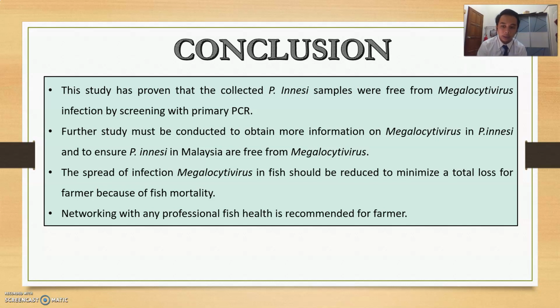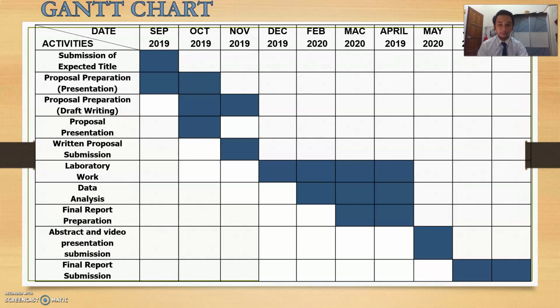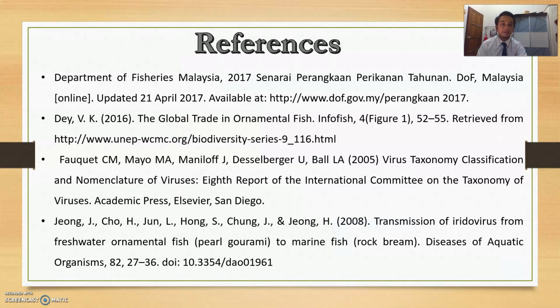The spread of Megalocytivirus infection in fish should be reduced to minimize total loss for farmers because of fish mortality. Networking with any professional fish health expert is recommended for farmers. As you can see, this is my Gantt chart for the final year project, and lastly, the references.